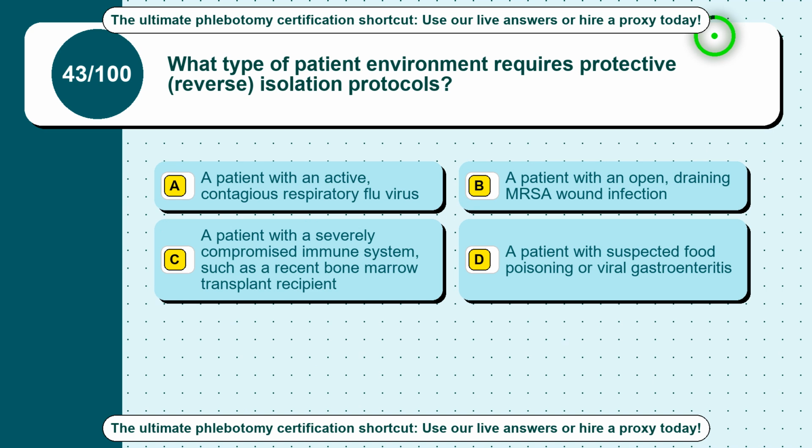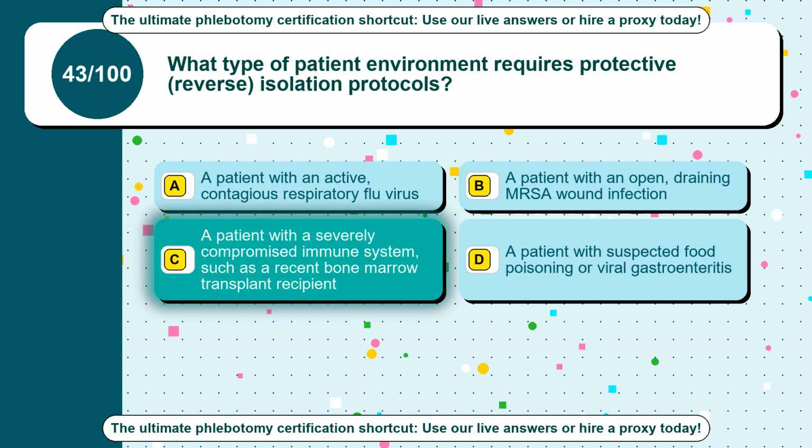Question 43. What type of patient environment requires protective, reverse, isolation protocols? Option A. A patient with an active, contagious respiratory flu virus. Option B. A patient with an open, draining MRSA wound infection. Option C. A patient with a severely compromised immune system, such as a recent bone marrow transplant recipient. Option D. A patient with suspected food poisoning or viral gastroenteritis. The correct answer is option C.